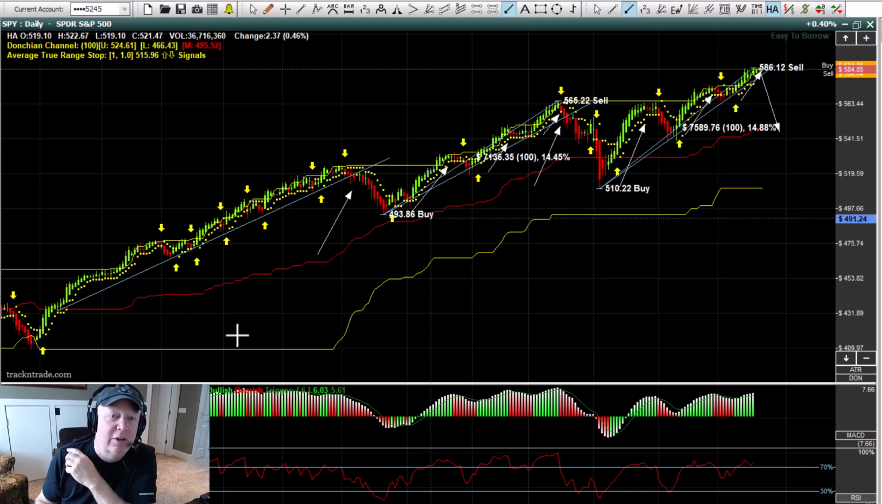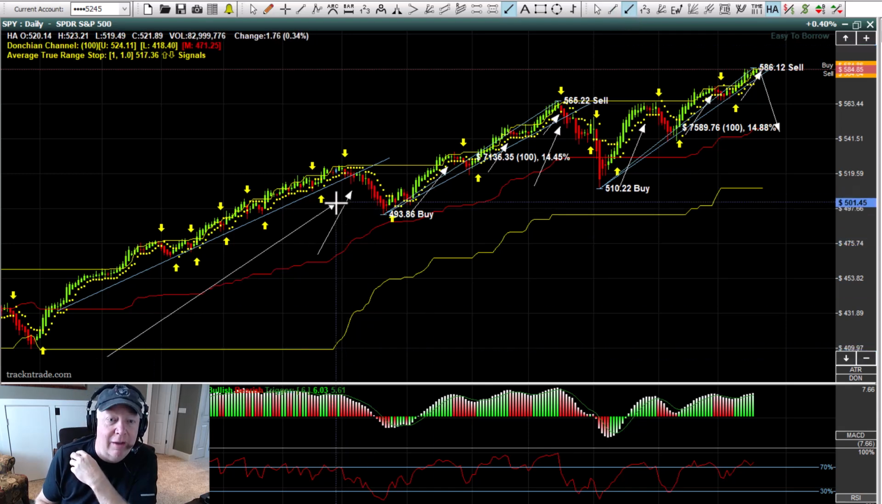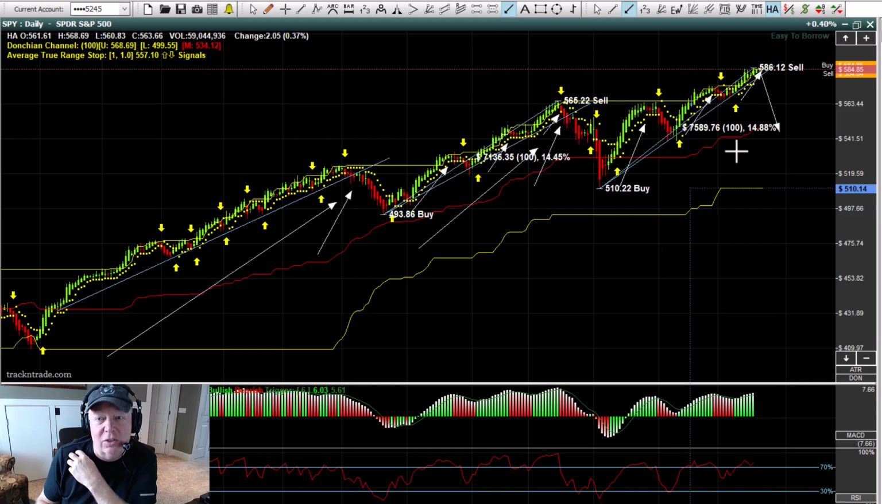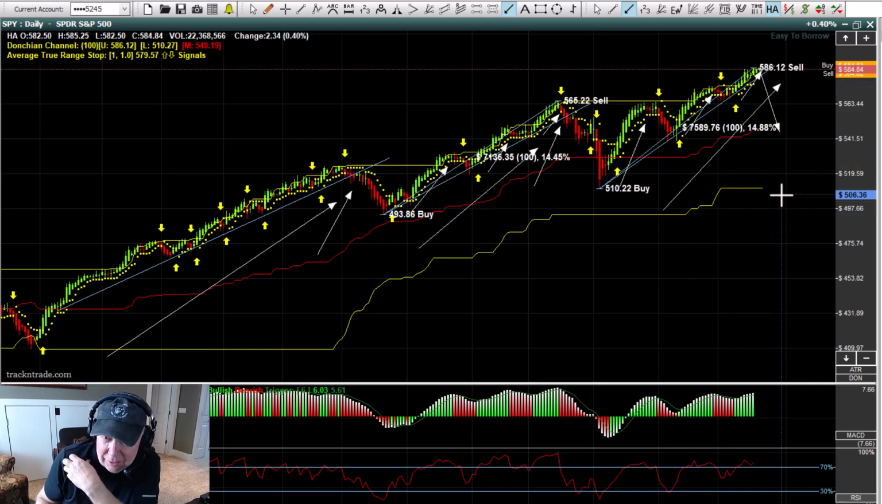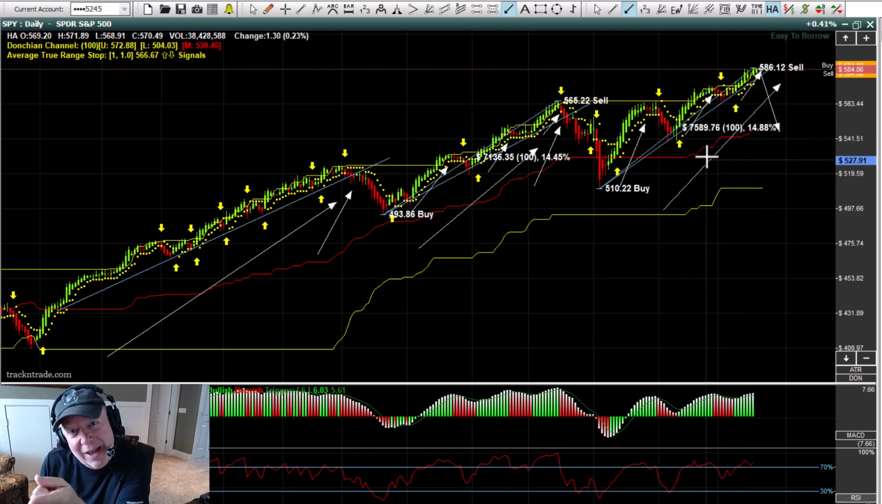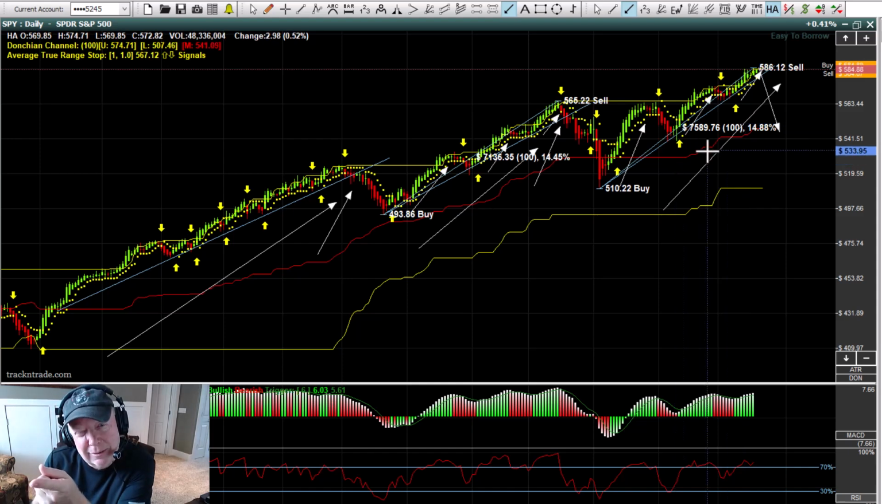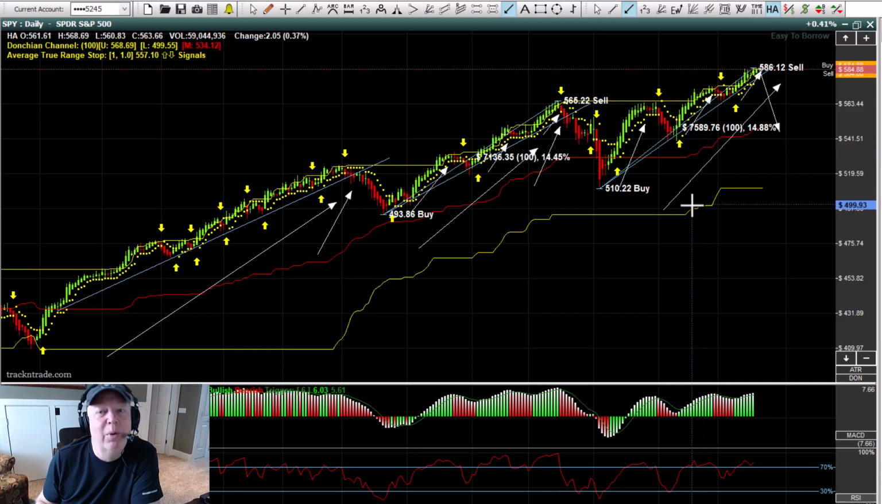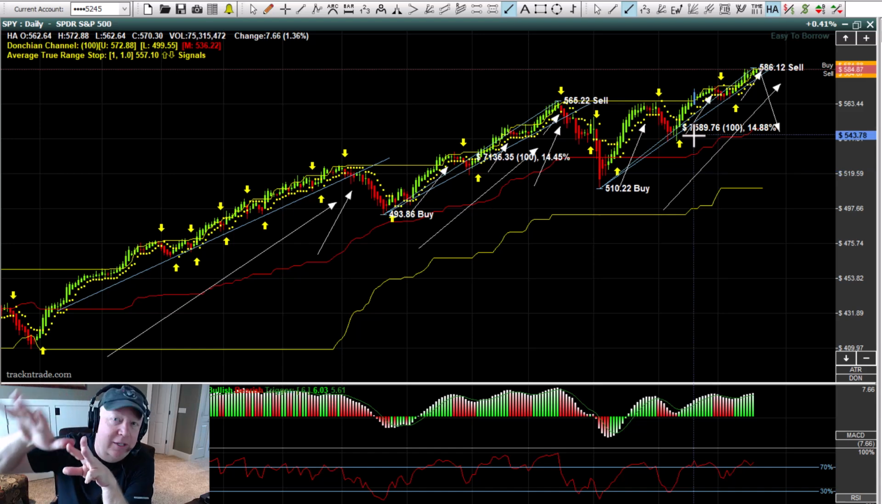We have a 3-drive pattern here. This is obviously drive 1. This is drive 2. This is drive 3. We're actually in the 3rd drive of a 3rd-drive pattern in a 3rd-drive pattern. That's kind of scary. Because we know from the probabilities that when you get to a 3rd-drive pattern, a 4th drive is rare. Doesn't mean it doesn't happen.